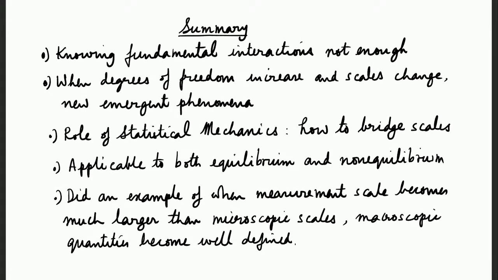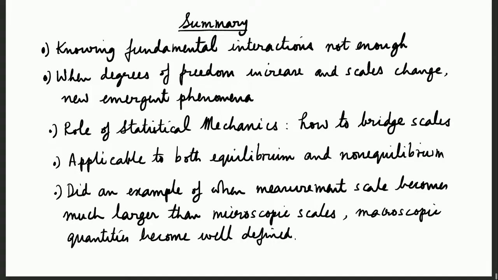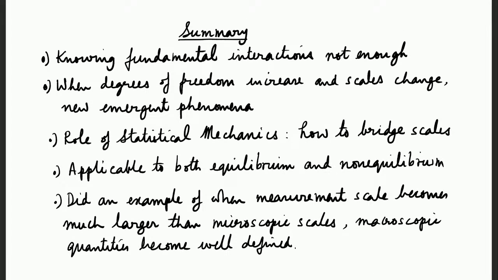The first point was that knowing fundamental interactions is not enough. It is not enough to say that these two particles at the nanometer scale interact by Lennard-Jones interaction. It is not enough to say that the quarks have some interaction between them, because when the degrees of freedom increase and the scales change, new emergent phenomena come which we are not able to guess by knowing the fundamental interactions. That's point number one. I think that we are convinced.